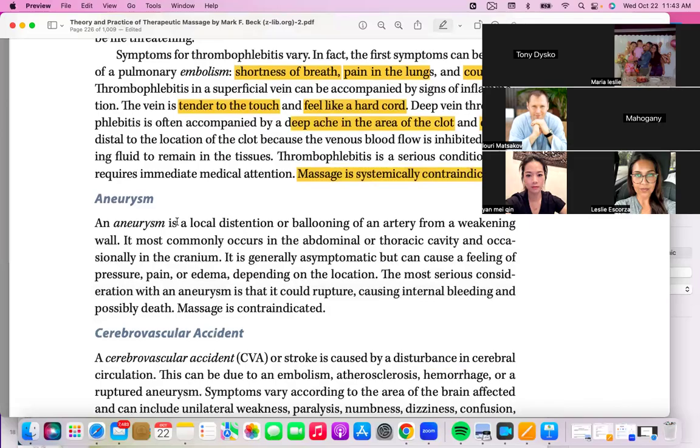Alrighty, next one, aneurysm is a local distension, like a bend, okay, a bend or ballooning in the artery, and it's local. It's just in one area, or you call it ballooning of the artery. And also a weakening in the wall, because the wall cannot keep its shape, so it kind of does this distension or this ballooning. And it's most common and occurs in the abdominal and thoracic cavity region.